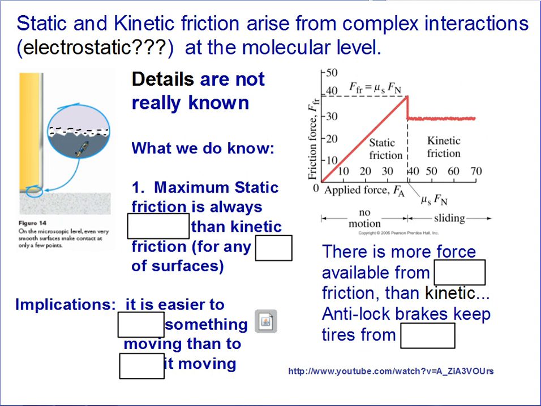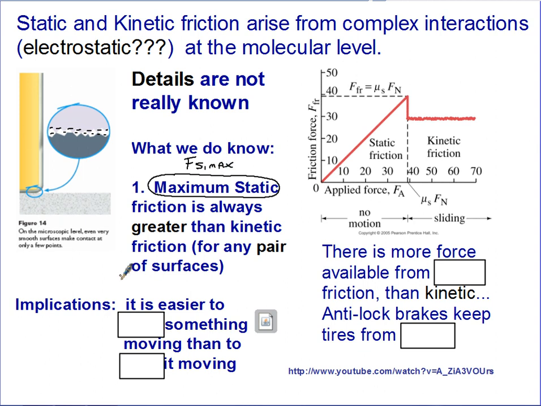What we do know for sure, though, is that maximum static friction is always greater than kinetic friction for any pair of surfaces. So we're talking about maximum static friction. Static friction can grow only so large. If we're looking at the maximum value, that value would be called Fs max. And what that's saying is that that is always greater than F sub k for any pair of surfaces.